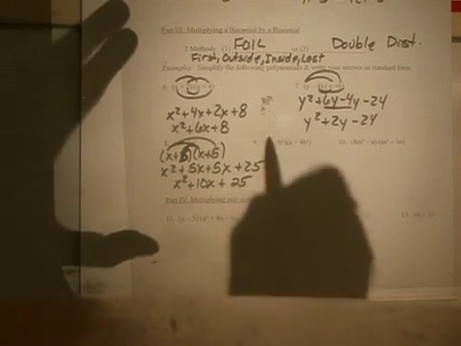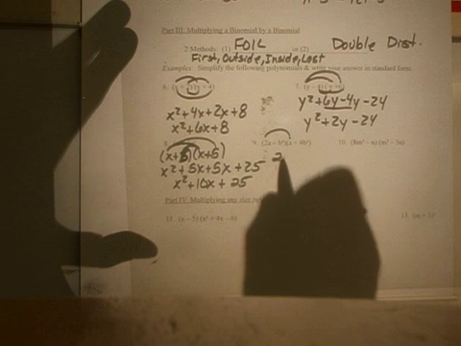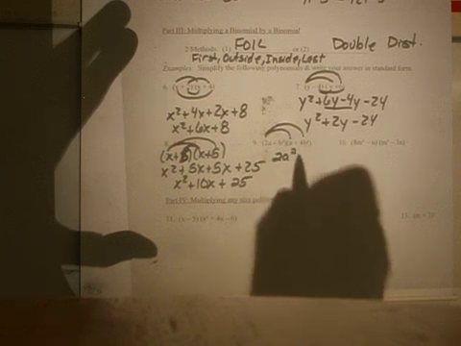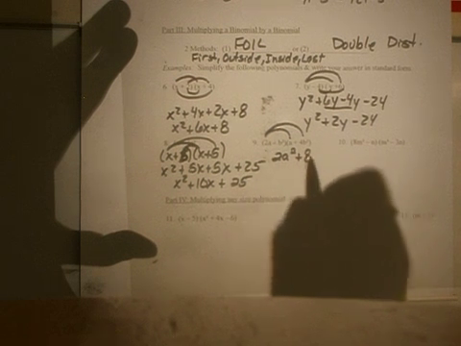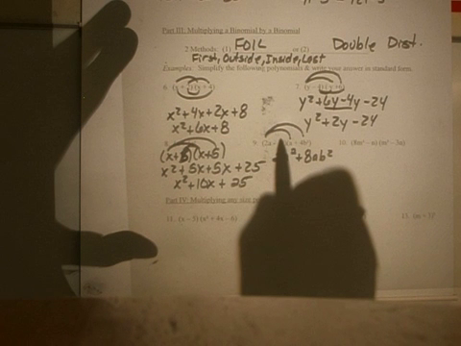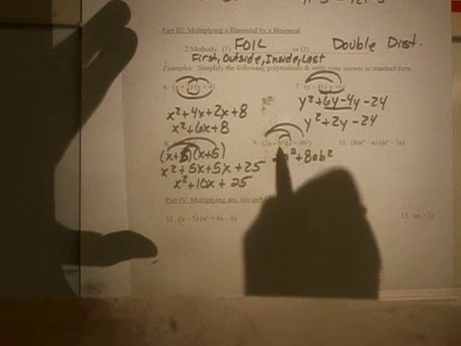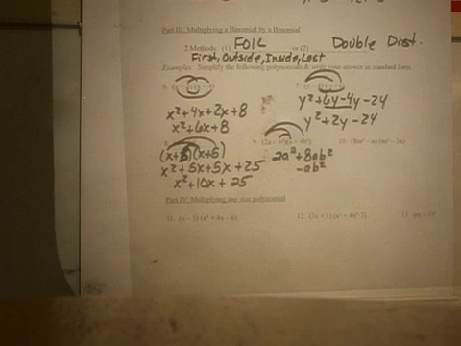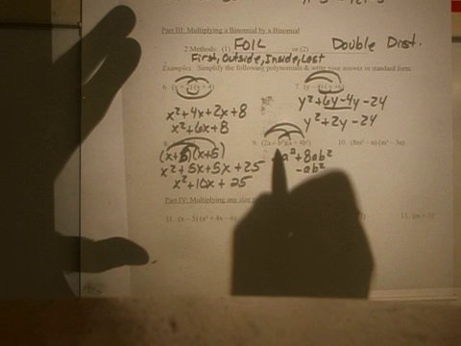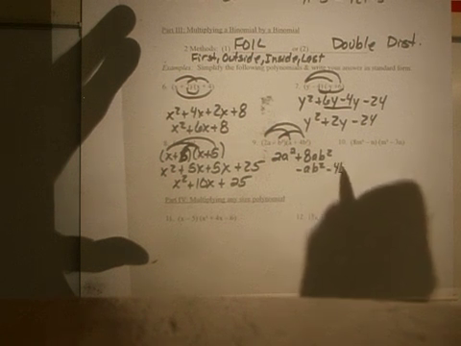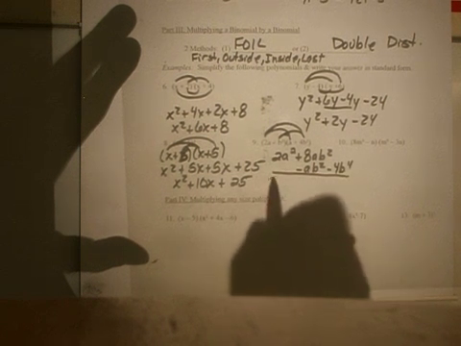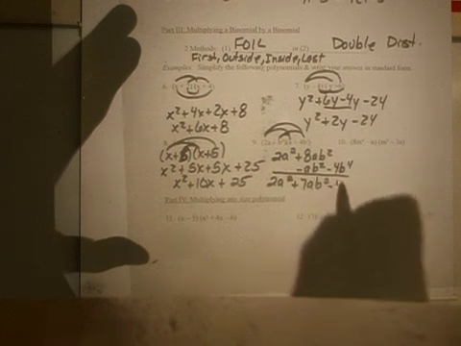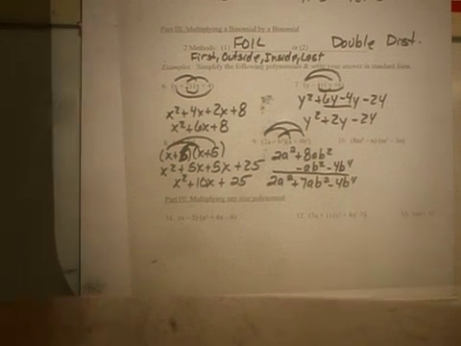Number 9, 2a times a will be 2a squared. Your outside, 2 times 4 is 8. We have an a and a b squared. The inside, we have a negative b squared and an a. I'm going to rewrite that as negative ab squared. And then last, 4b squared times negative b squared is negative 4b to the 4th. And our final answer then is 2a squared plus 7ab squared minus 4b to the 4th.